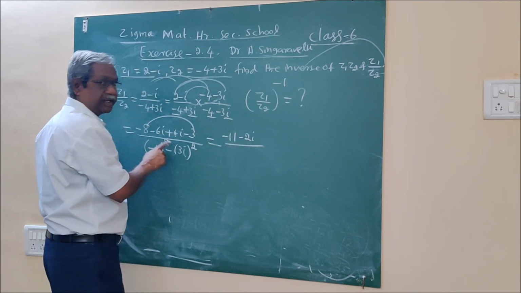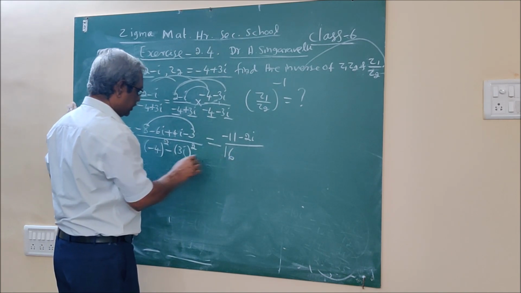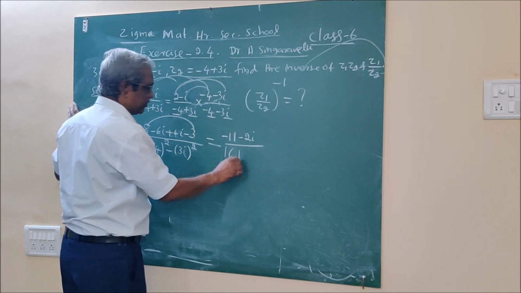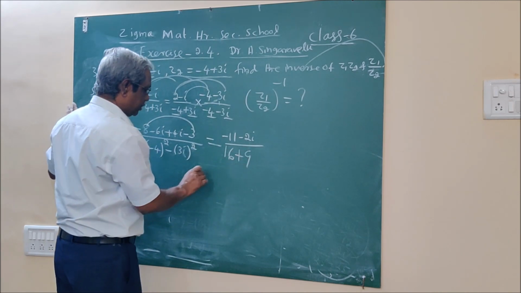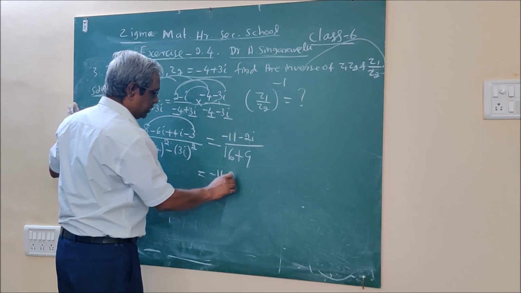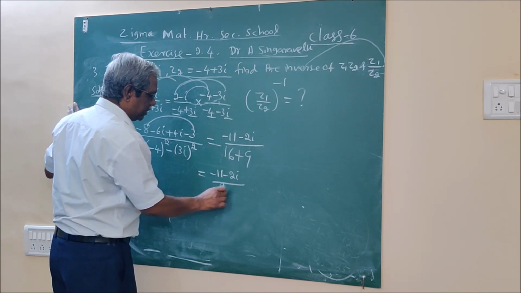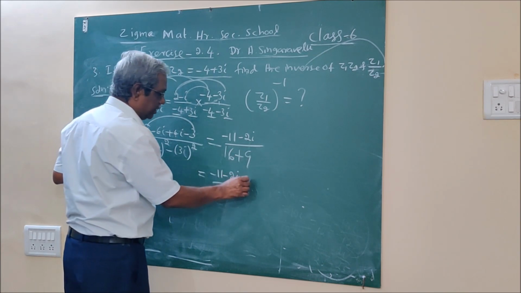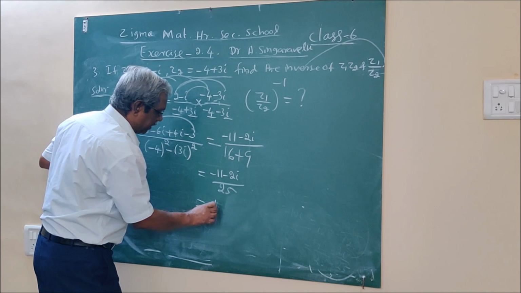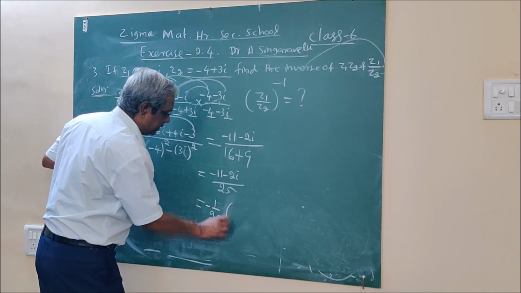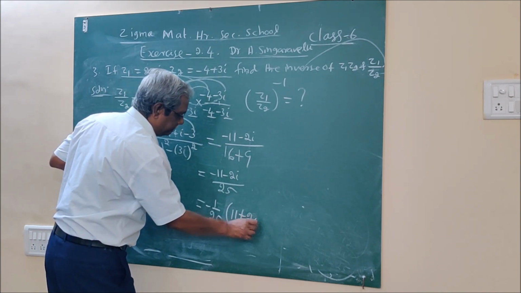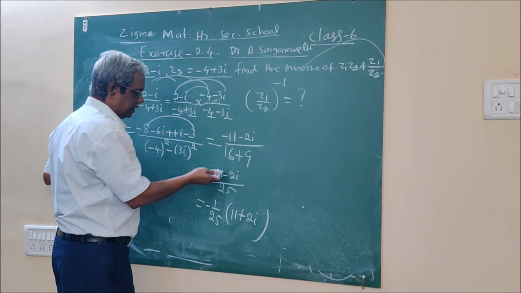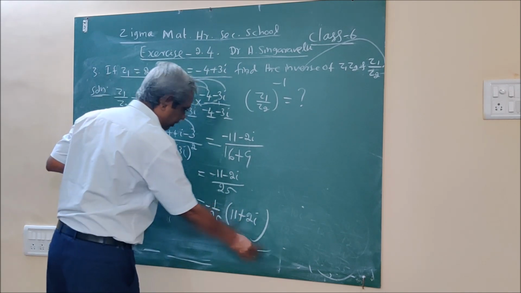Divided by minus 4 square, 16. i square is minus 1, minus into minus plus 3 square is 9, plus 9. So minus 11 minus 2i divided by 25. 16 plus 9 is 25. Or we can write it as minus 1 by 25 into 11 plus 2i. Take minus common outside, 1 by 25 outside, remaining thing is 11 plus 2i.